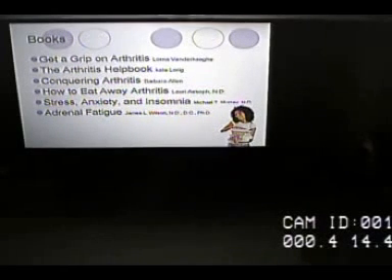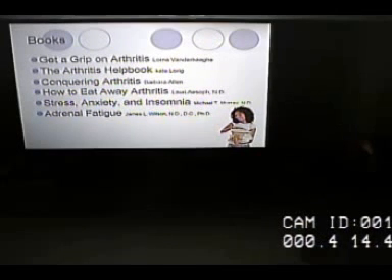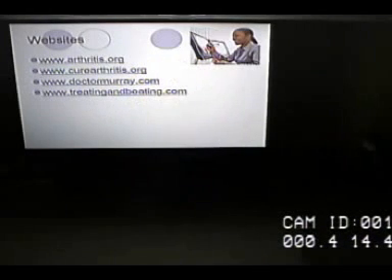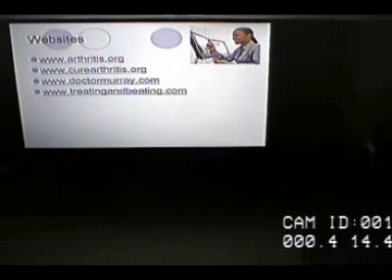Okay. So these are some books that Genoa and I had found and recommend that are out there. Get a Grip on Arthritis, Lorna Vanderhaeg; The Arthritis Help Book by Kate Lorig; Conquering Arthritis by Barbara Allen; How to Eat Away Arthritis; Stress, Anxiety, and Insomnia; Adrenal Fatigue, because this, again, all ties into everything that's going on in the body. Websites: the Arthritis Foundation, Cure Arthritis, Dr. Murray, he has a lot of stuff on a lot of issues, but you can read up on arthritis there.